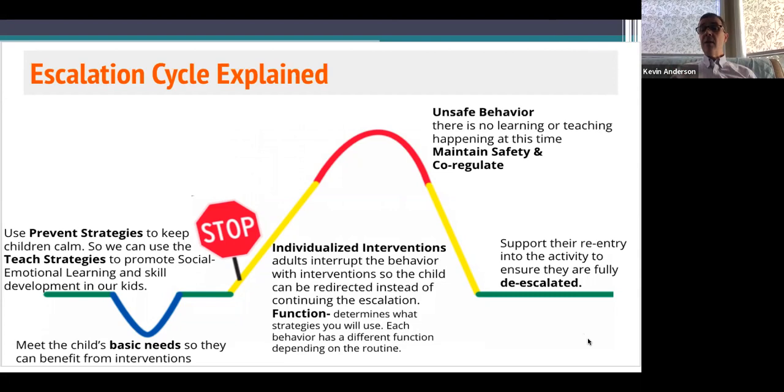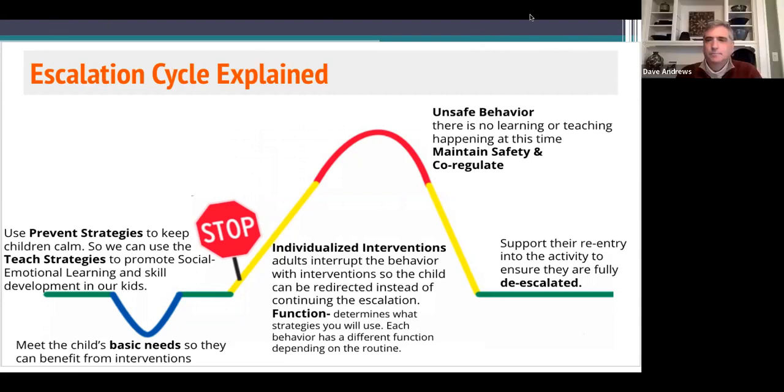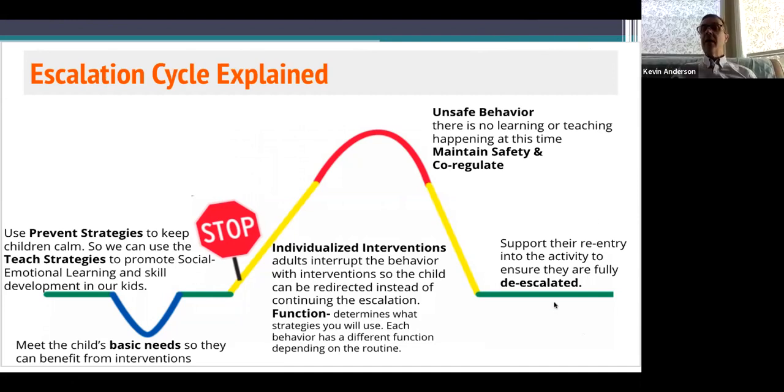Then when a child does reach that point of being unsafe, what is really important for us to remember and to address in that part of the cycle is that we are not learning and we are not trying to teach during that time. At that point, we really are just trying to address safety for our child, and we're trying to co-regulate with them. When they hit that point, what we are just trying to do is make sure that everyone in that environment is safe, yourself, your child, all the other people around.